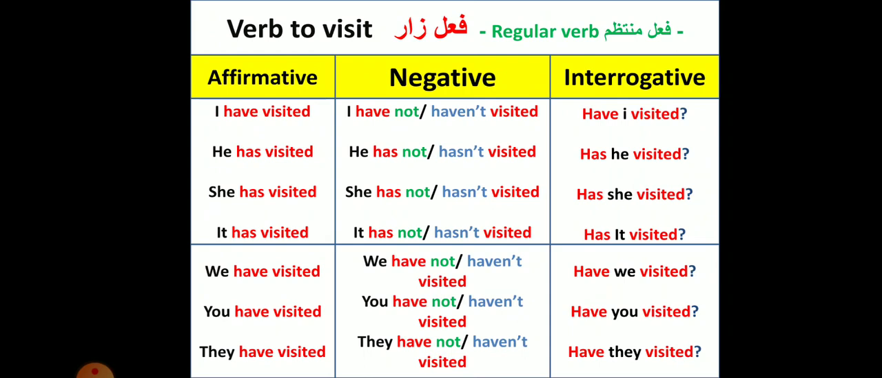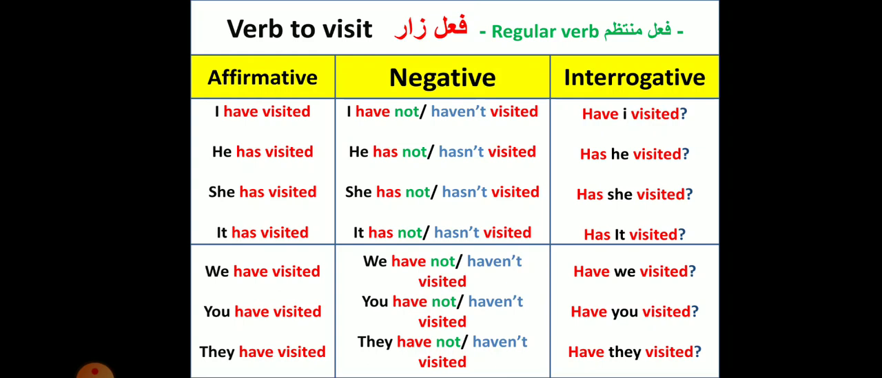So, the verb to visit is a regular verb. The affirmative form: I have visited, he has visited, she has visited, it has visited, we have visited, you have visited, they have visited. It's very simple. Okay, so for the negative form, we just add not. I have not visited, or I haven't, the contracted form or the short form of have plus not. I have not visited, or I haven't visited.